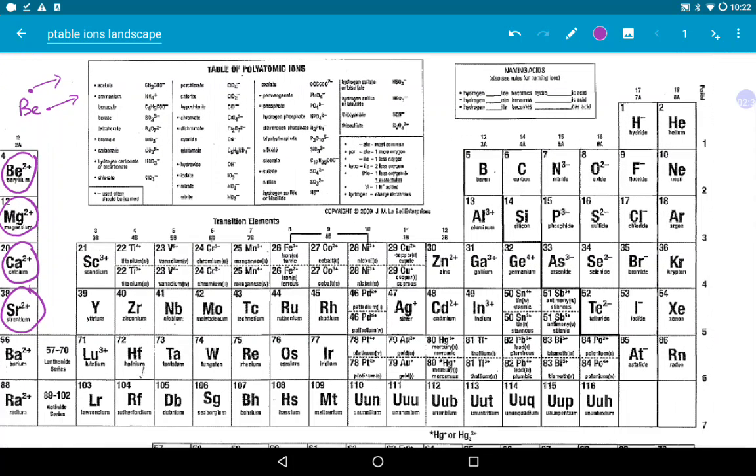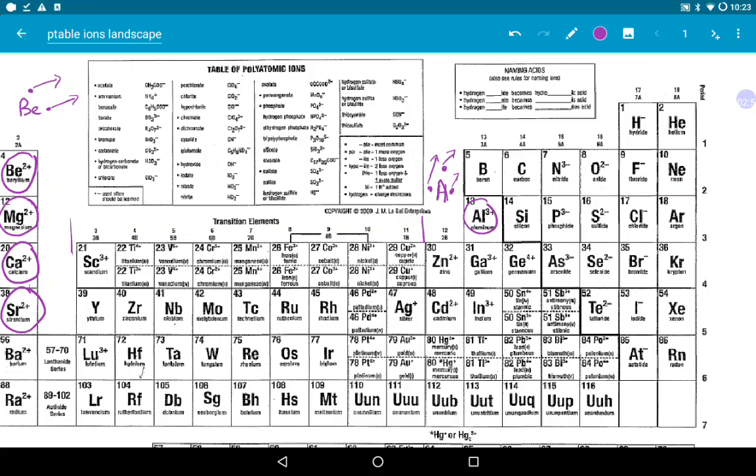Here's a few other ones. We won't worry about the transition metals just yet. That's for another lesson. But if you look at aluminum, the Lewis dot diagram for aluminum, Al, would have 3 valence electrons. Now let's say it gives away all 3 of its electrons. Those have been removed. That means it has a charge of 3 plus.